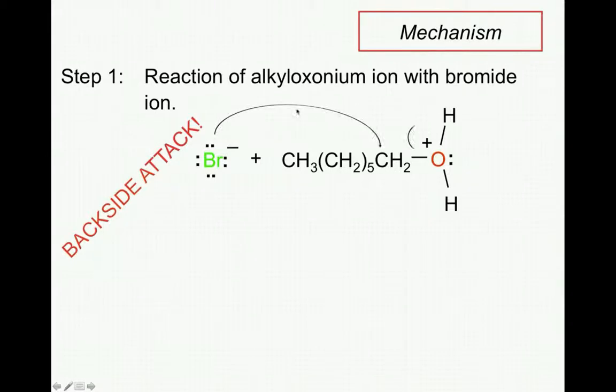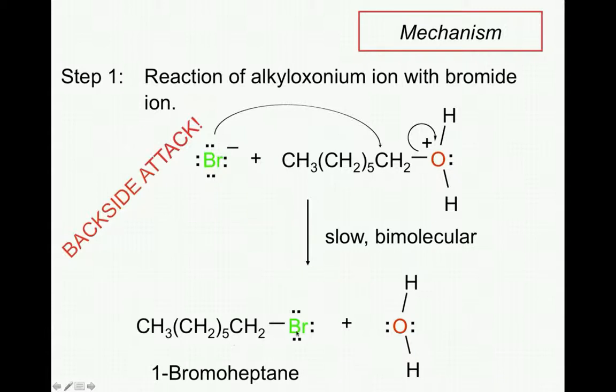We draw our arrows to indicate attack of the bromine lone pair on the alpha carbon and cleavage of the sigma bond between the carbon and the oxygen in the oxonium ion to produce our products, which are 1-bromoheptane and water. Be careful with considering the backside attack of your nucleophiles on your alpha carbons, because in any case in which you have a chiral alpha carbon, you will produce a specific stereoisomer in your product.